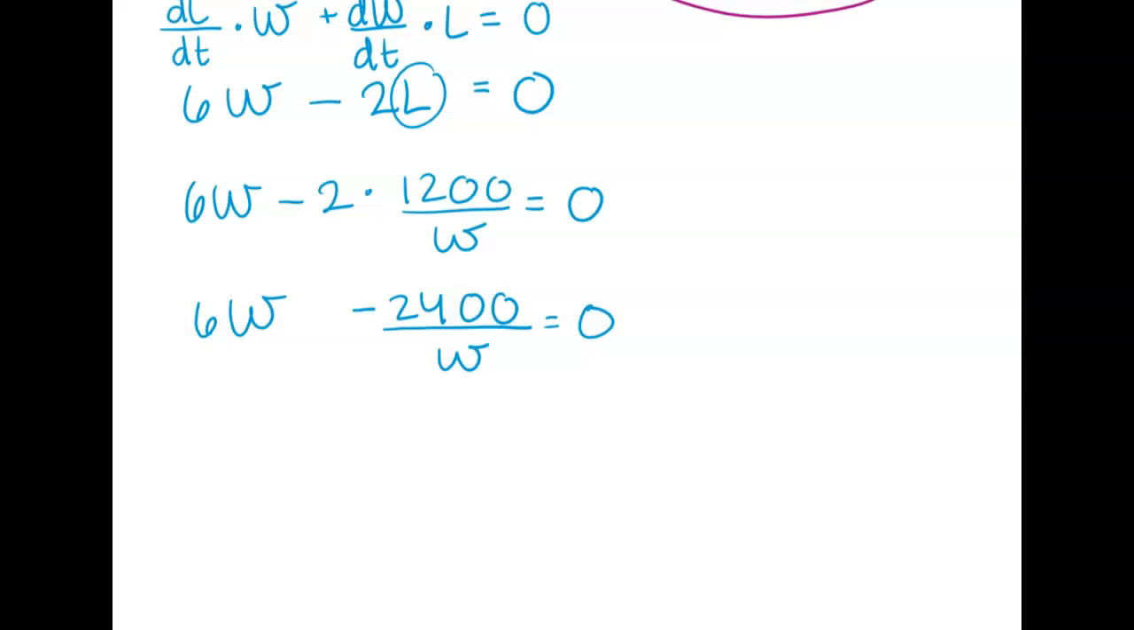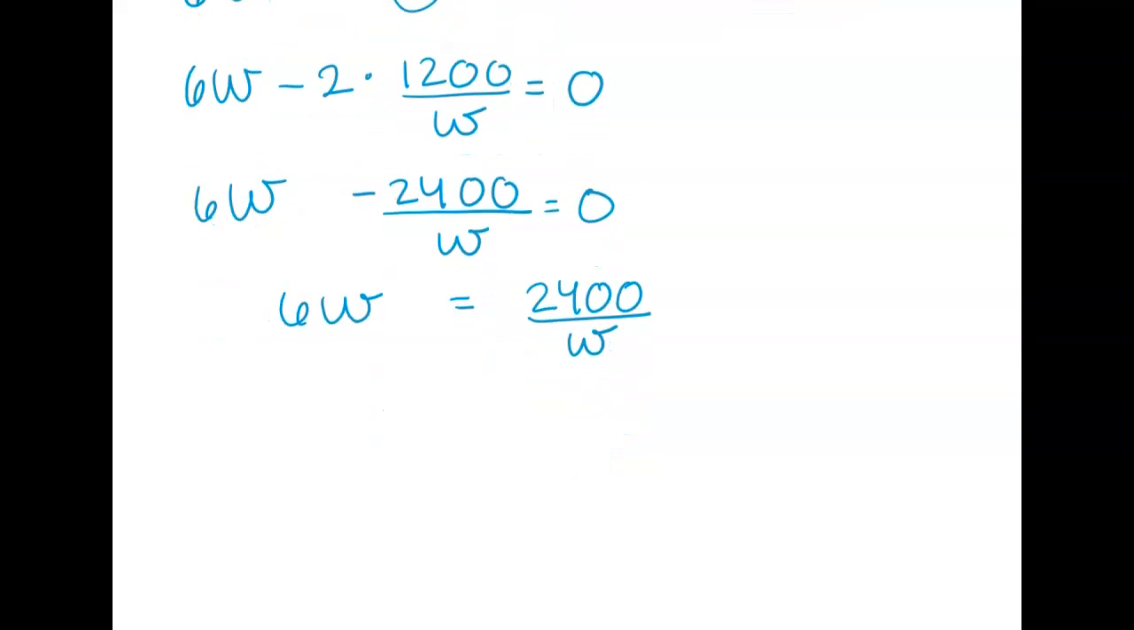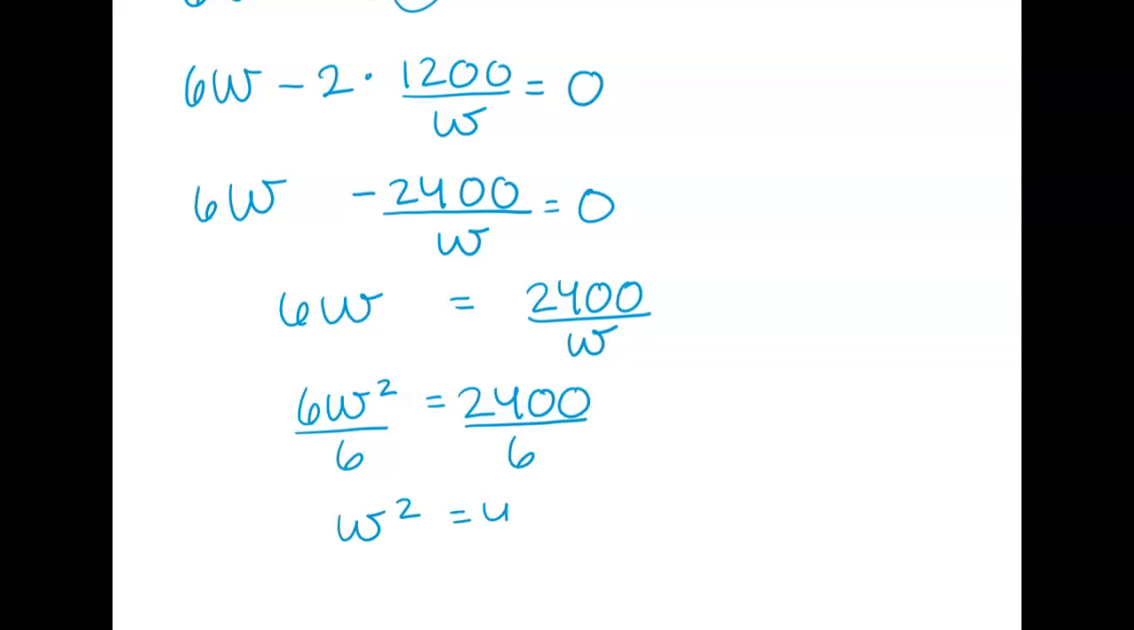So now if I add 2400 over W to each side, 6W equals 2400 over W. Okay, I can't just randomly move equal signs. It's a good life lesson, right? Times W on both sides. 6W squared equals 2400. Divide by 6. W squared equals 400. Square root of both sides.